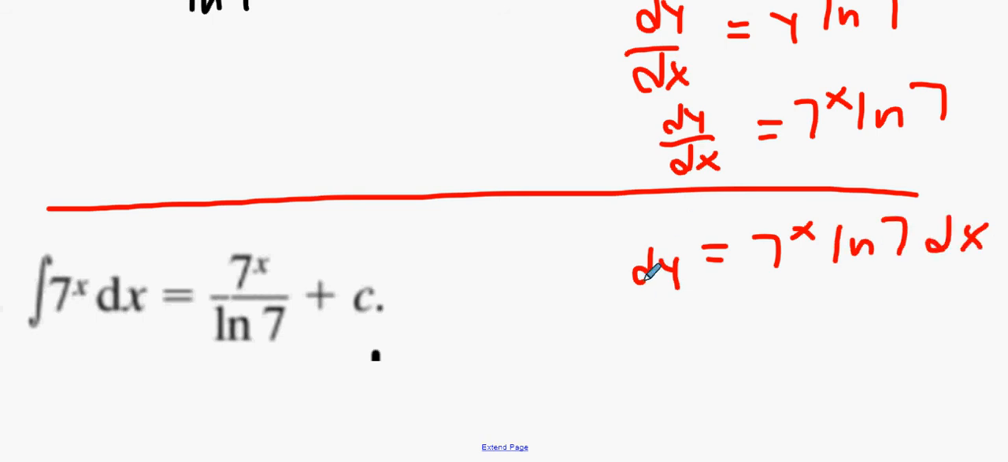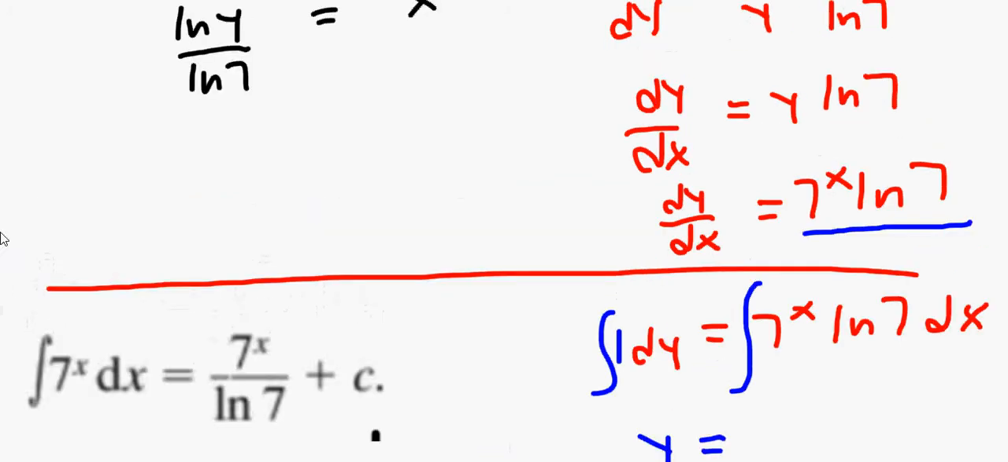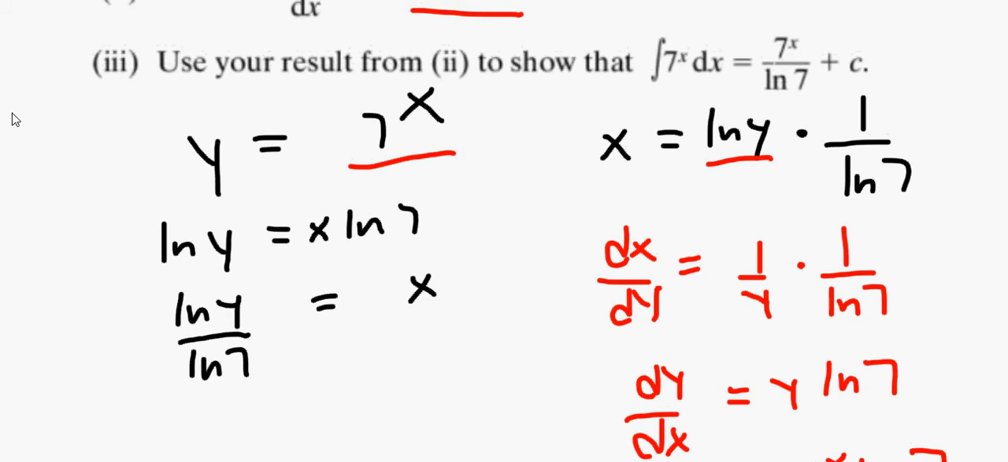When you integrate dy, what does it turn into? y. It's like integrating 1, it turns into y. You integrate the other side. And when you integrate the other side, we already figured this out earlier. We've already gotten 7 to the power of x ln 7, haven't we? So what happens when we integrate that? What do you get? Oh God.